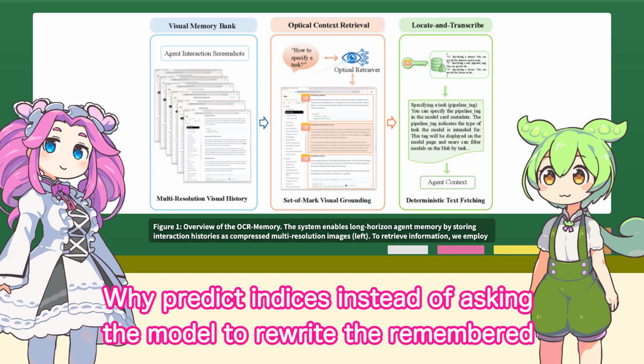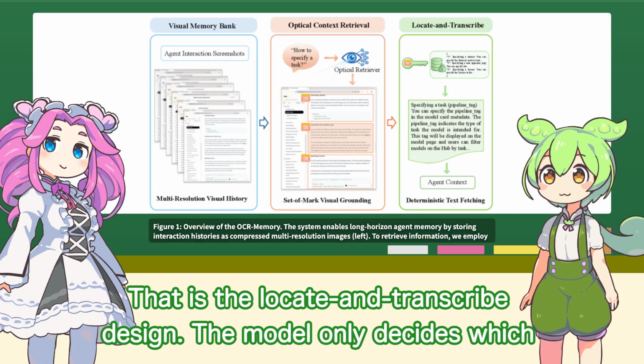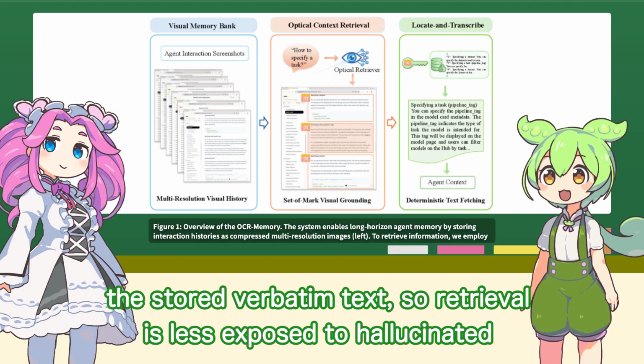Why predict indices instead of asking the model to rewrite the remembered text? That is the locate and transcribe design. The model only decides which marked segments are relevant. The system then transcribes by fetching the stored verbatim text, so retrieval is less exposed to hallucinated wording.